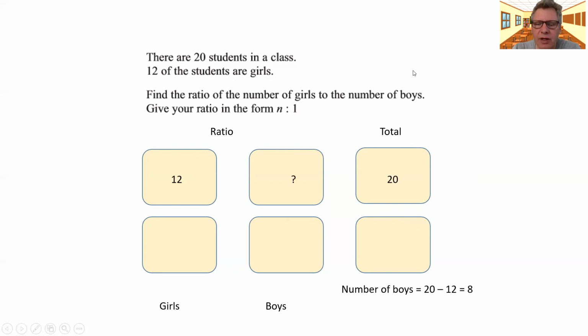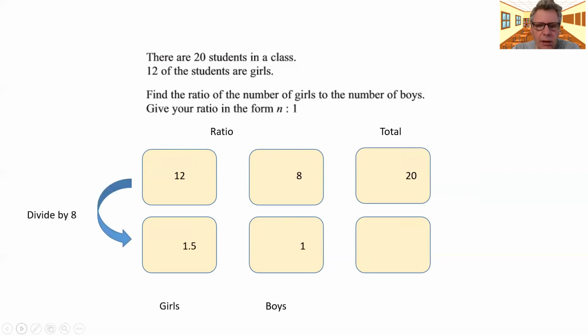So first question we've got to do here is work out what our ratio is. We know the total's 20. We know there's 12 girls, so we're going to have 8 boys. Then we want it in the form 1 to n. Now the 1 goes with the boys, so we put it underneath the 8. And to turn 8 into 1, we divide by 8. So what we do to one bit, we have to do to the other bit, don't we? And so we do 12 divided by 8 is 1.5. And so our answer is 1.5 to 1.